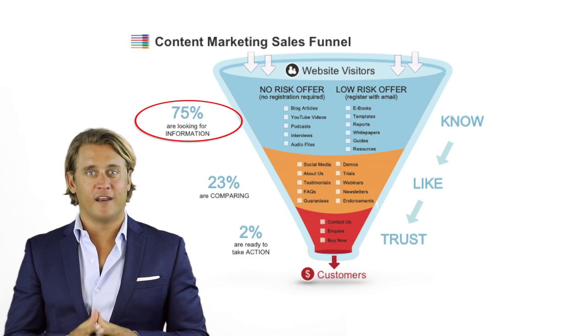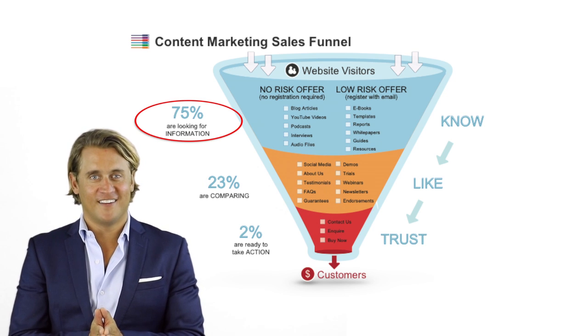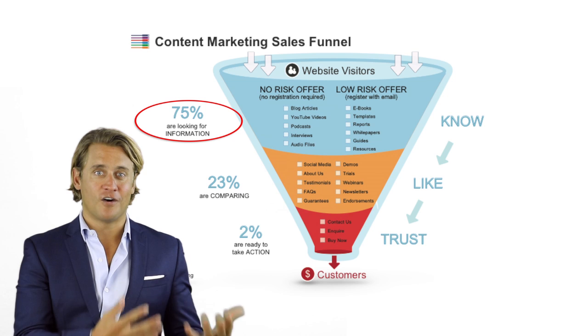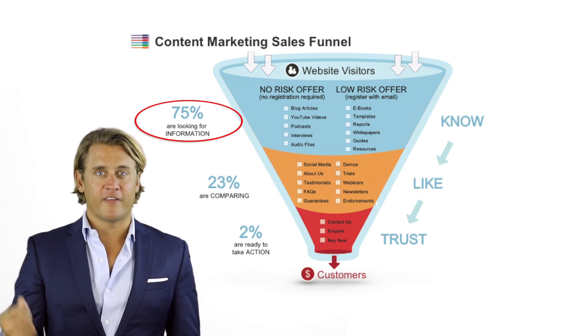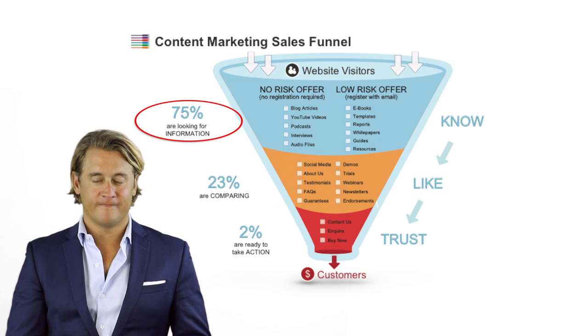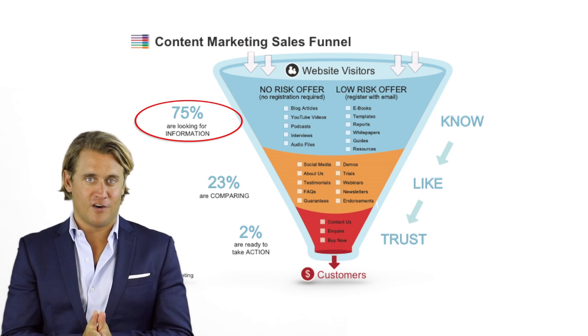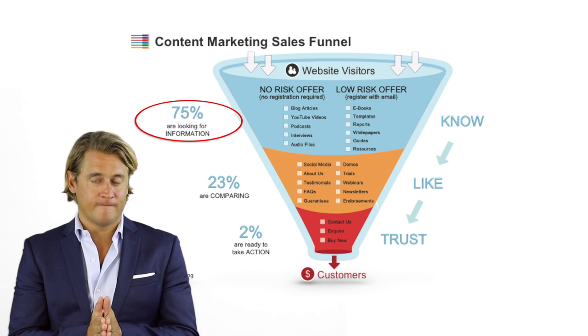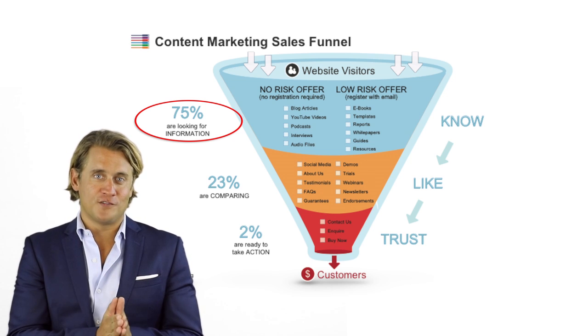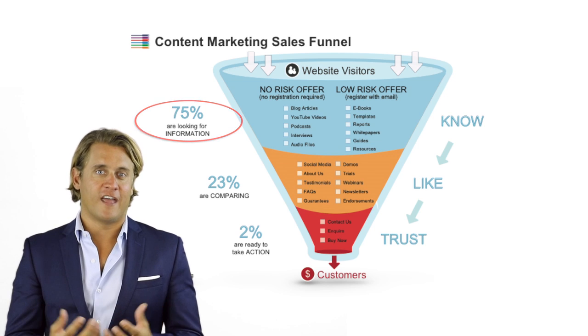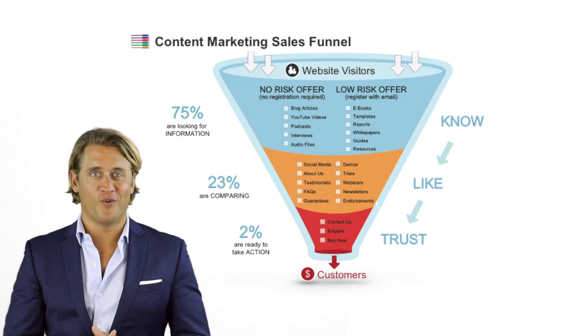Now, 75% of the time, people are turning to the web when they're looking for information. So they've either got a problem that they need to solve, or there's something that they need to find out. So 75% of the time, which is huge when you think about it. Okay, so there's two types of information that you should have published on your website.